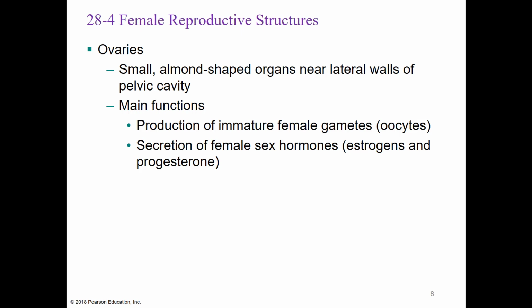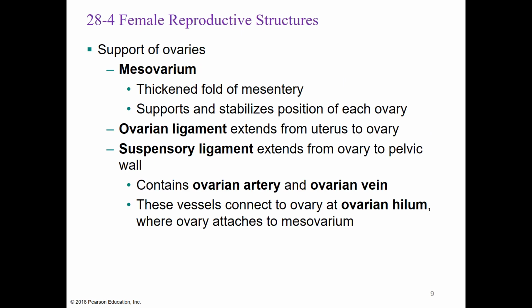So the ovaries are small almond-shaped organs near the lateral walls of the pelvic cavity. And the main function of the ovaries is to produce the oocytes, which are the immature female gametes. We will also have the secretion of the female sex hormones, specifically estrogen and progesterone. And we'll talk more about what those do as we go through the rest of the chapter.